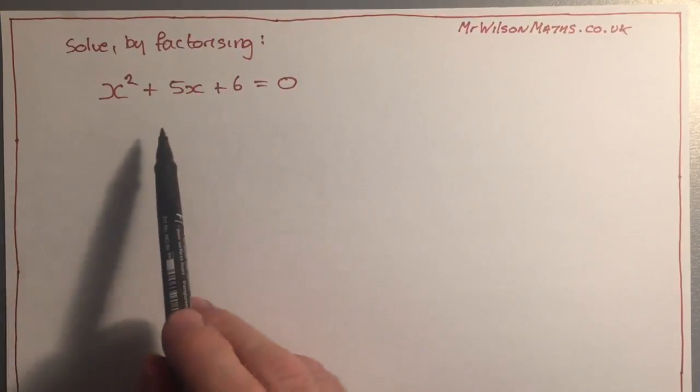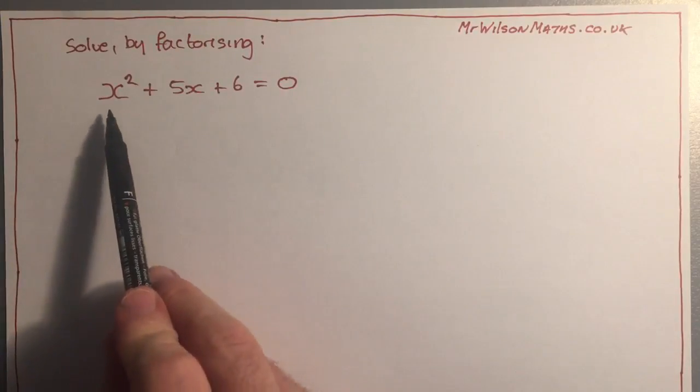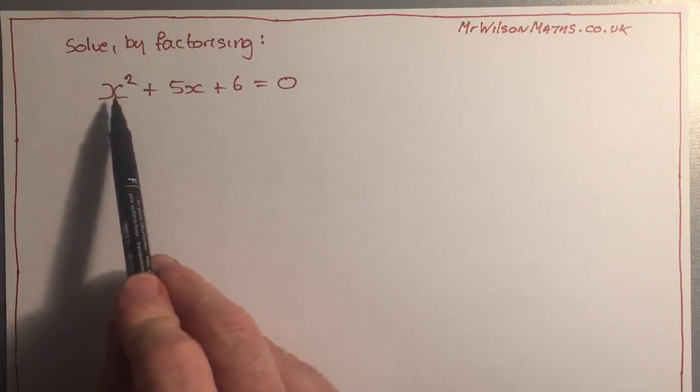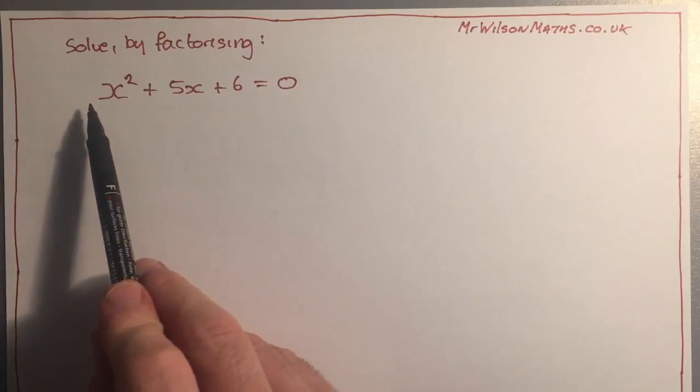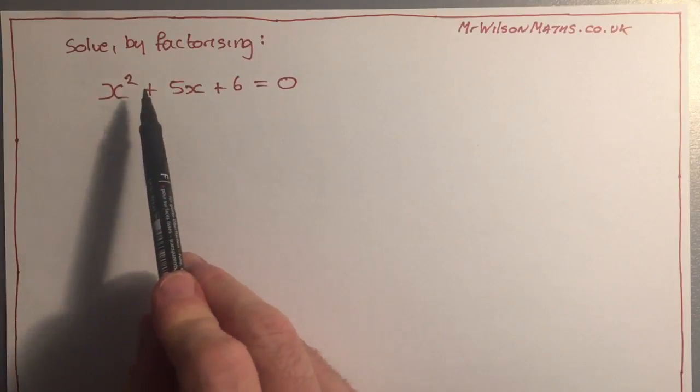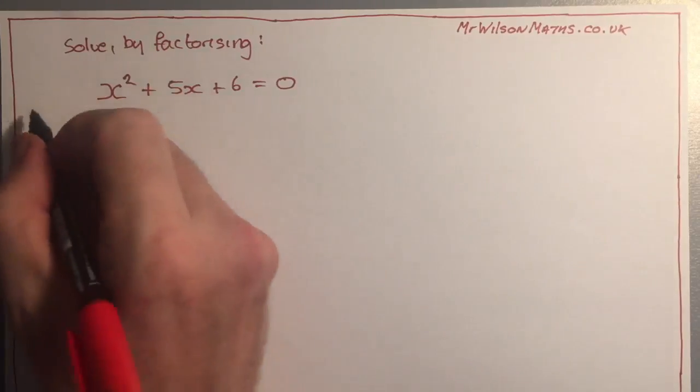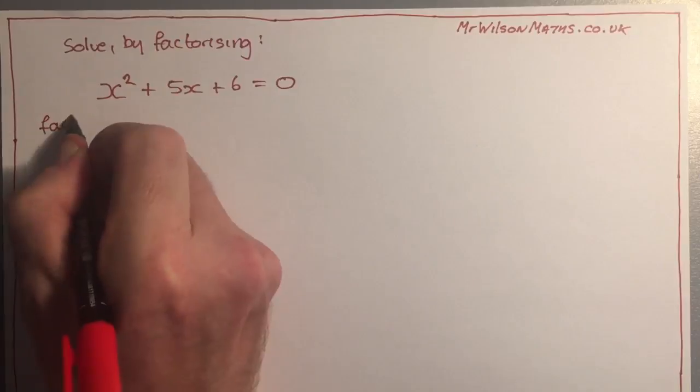Now I'm calling this one simple because you probably noticed that the coefficient of x squared is 1. That's a posh way of saying there's only one x squared. If there were 2x squared, then the coefficient of x squared would be 2. But in this case, because it's 1, it's a little bit easier. Now, like I said, we are going to factorise it.